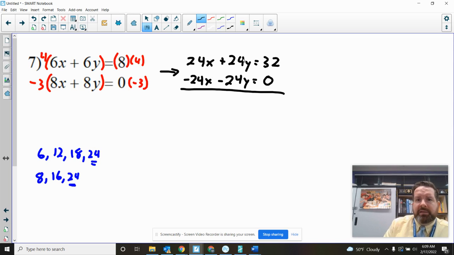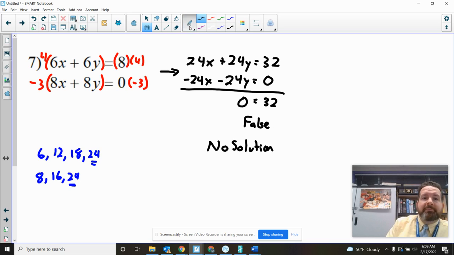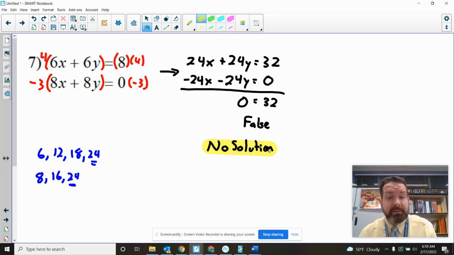Okay, x's eliminate. Y's also eliminate, so there's nothing left. And 32 plus 0 is 32. So no variables. This is false, that means this system has no solution. So remember that from the previous lesson. If your variables eliminate and there's a false statement, no solution to the system. If your variables eliminate and it's a true statement, infinitely many solutions to the system.